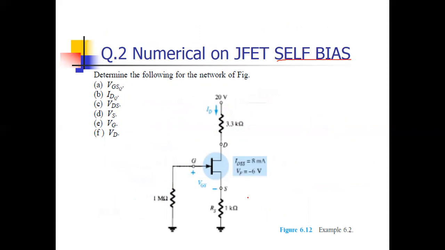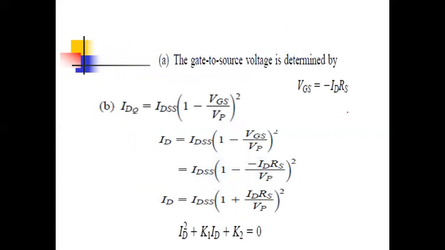Remember, in self-bias, there is a resistor attached at the source. And the question is the same: we have to find the same parameters, VGS, ID, VDS, VS, VG, VD. But now this question is a little bit more difficult than the previous question.